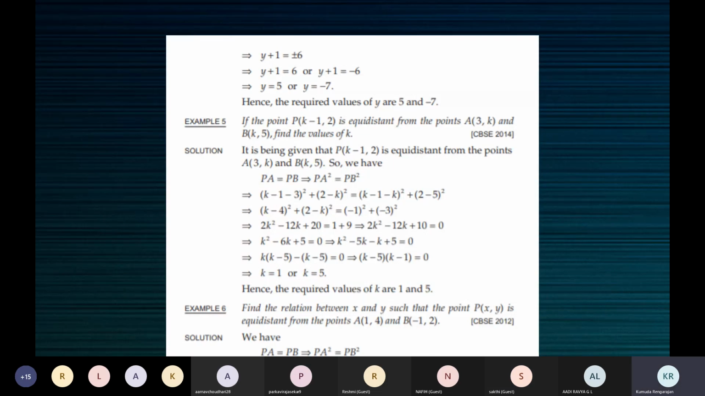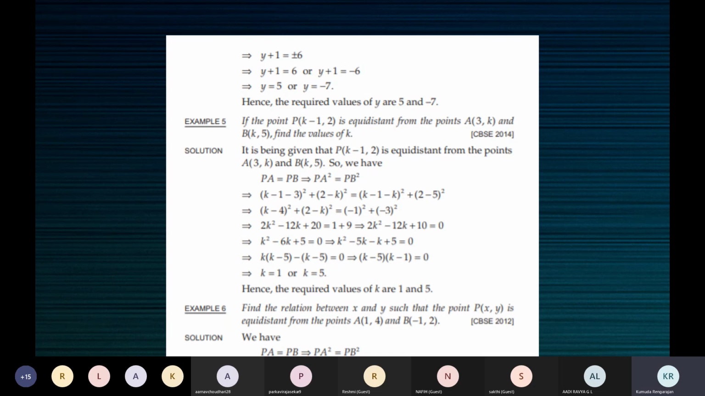Okay, now tell next one. If you feel you understood example 5, we are going to do example 6 together. All right. In example 6, find the relation between x and y such that P x comma y is equidistant from A and B. So this point P is equidistant from A and B. That means PA is equal to PB or PA square is equal to PB square.